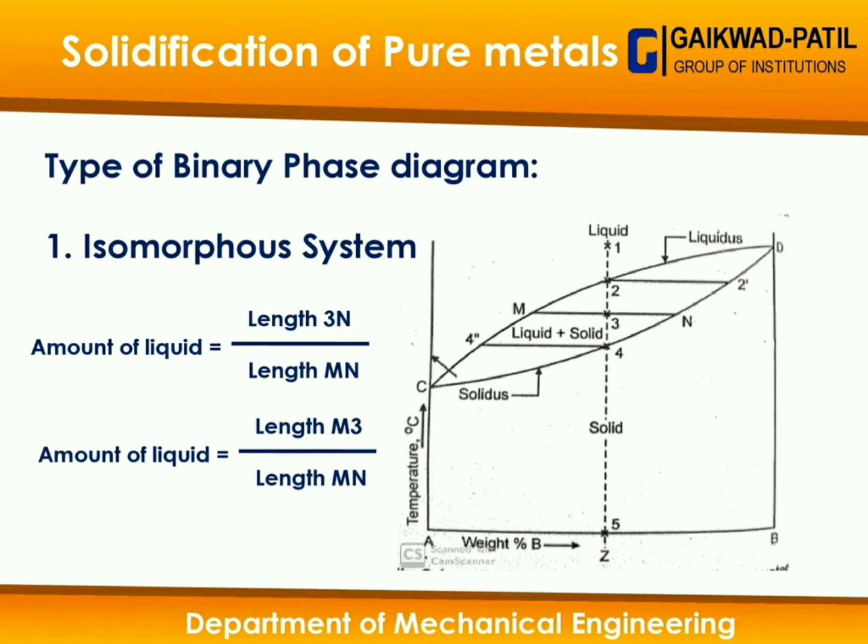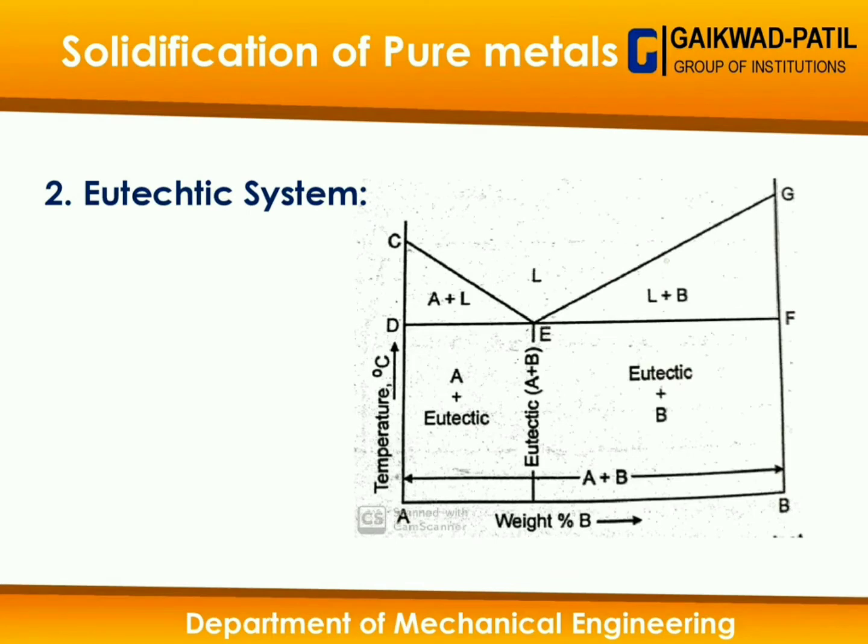Now the eutectic system. In the eutectic system, complete solubility in the liquid state occurs, but incomplete solubility in the solid state occurs. In the isomorphous system, it is the reverse: complete solubility in the liquid state occurs, and complete solubility in the solid state also occurs. But the eutectic system is a different case.